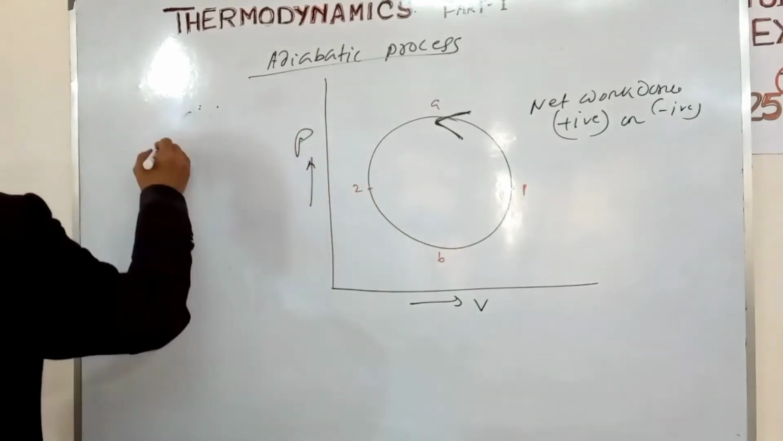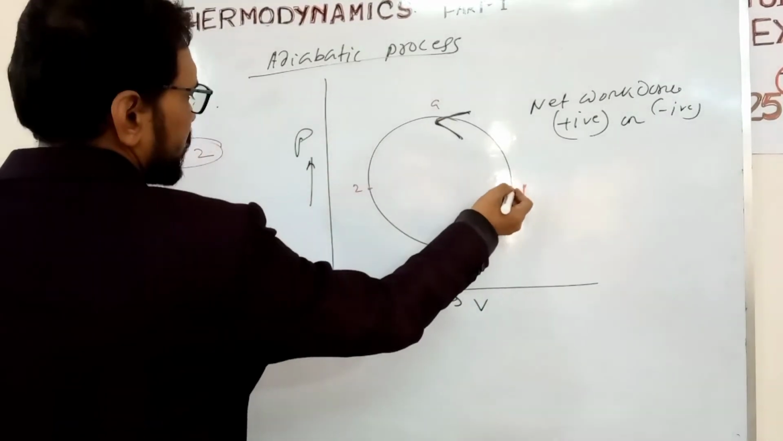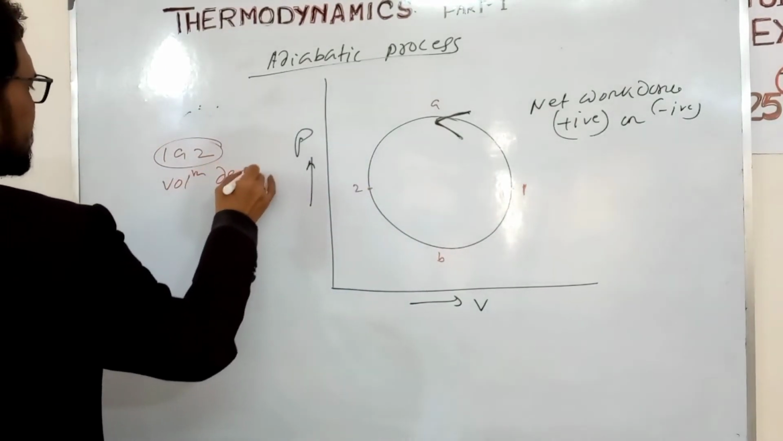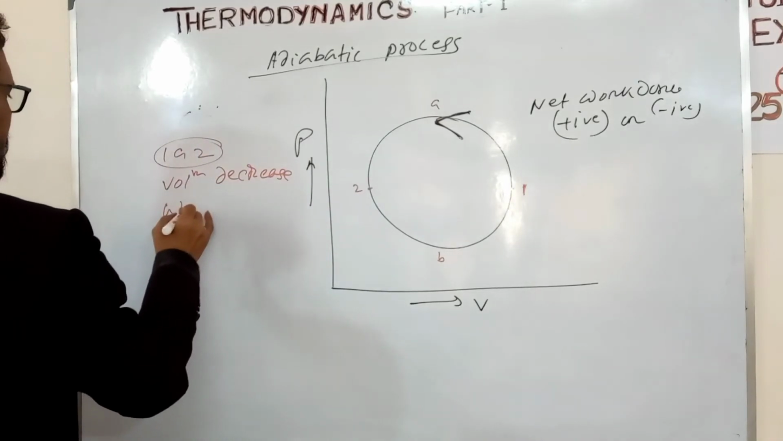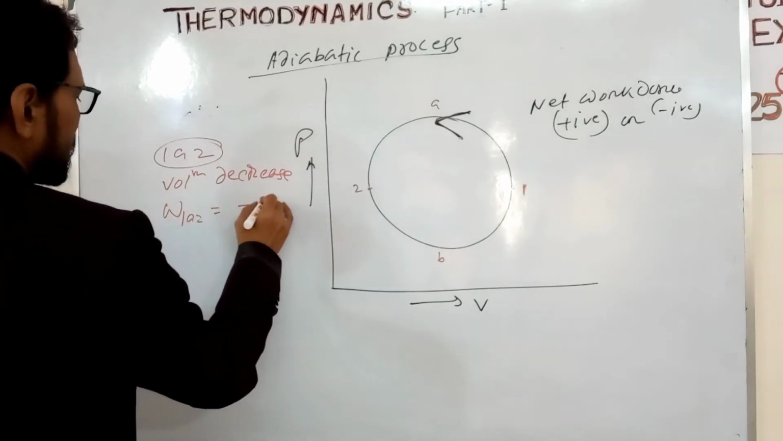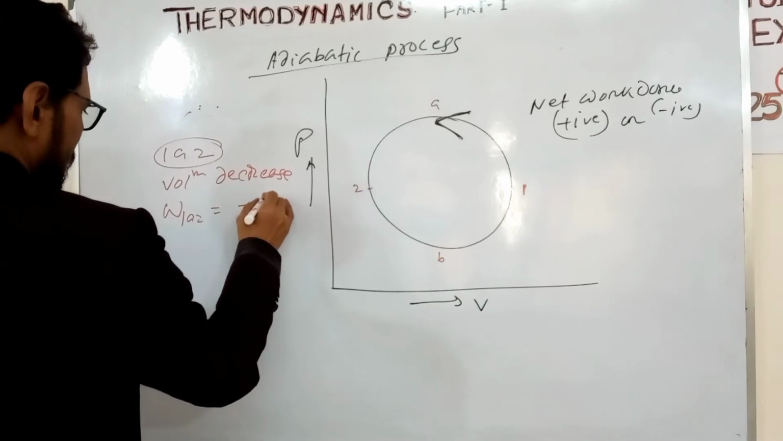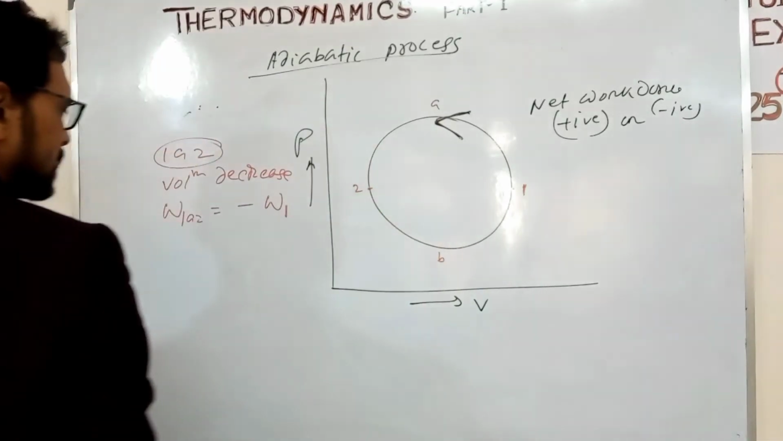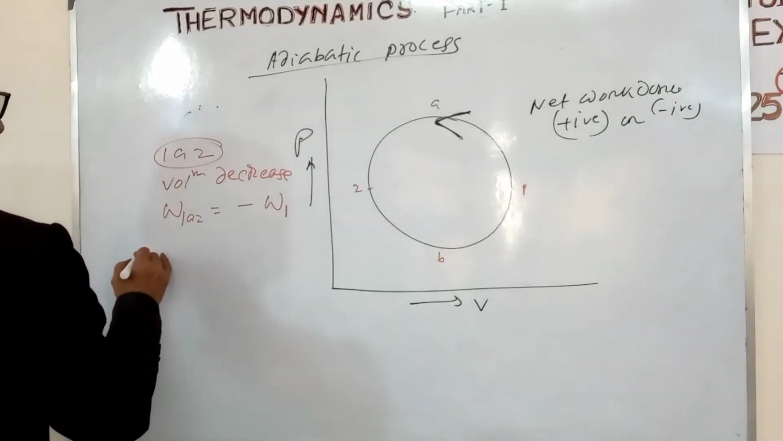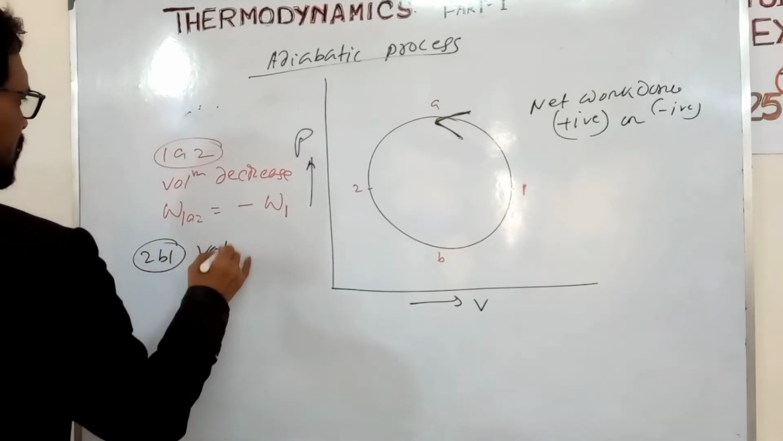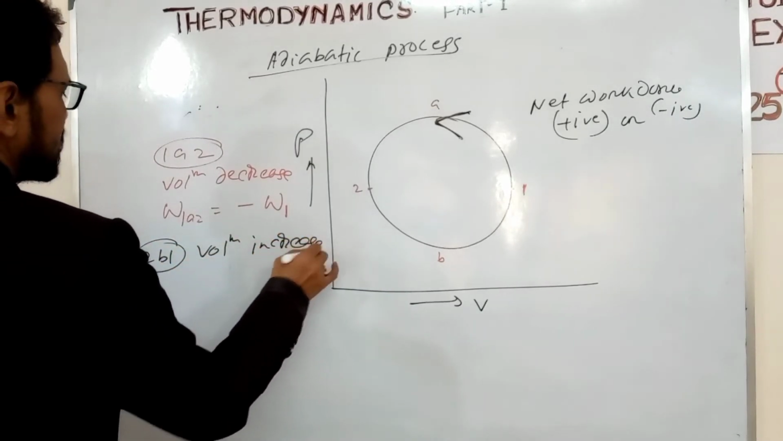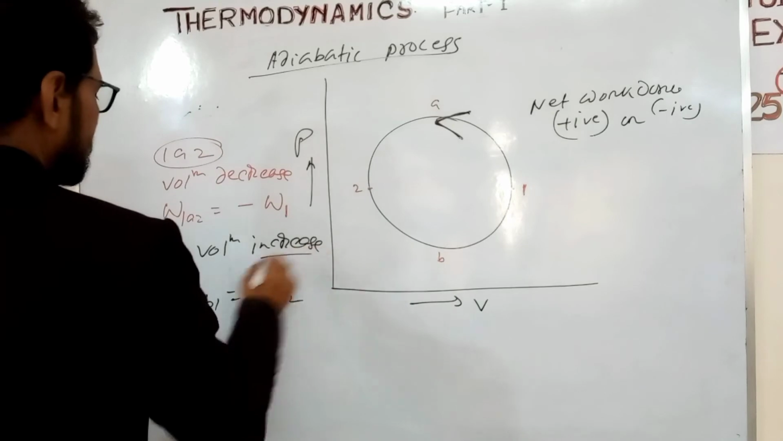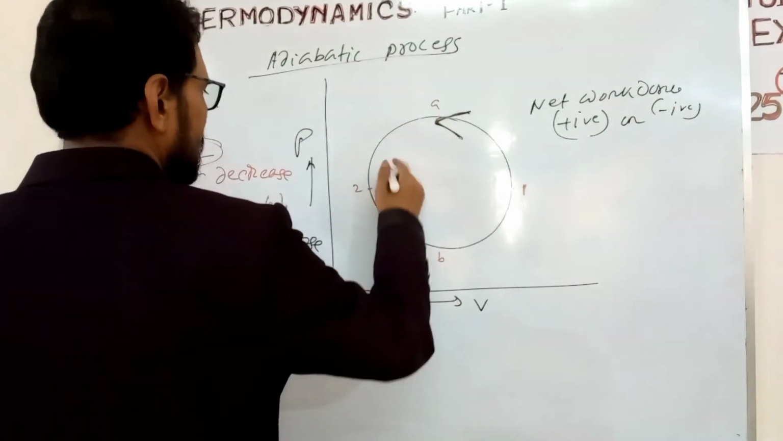During process 1a2, the volume decreases. That is, the work done in 1a2 is negative because volume decreases. Suppose this is minus W1. Now during 2b1, the volume increases again, so the work done is plus W2, positive. So during this the work done is negative.